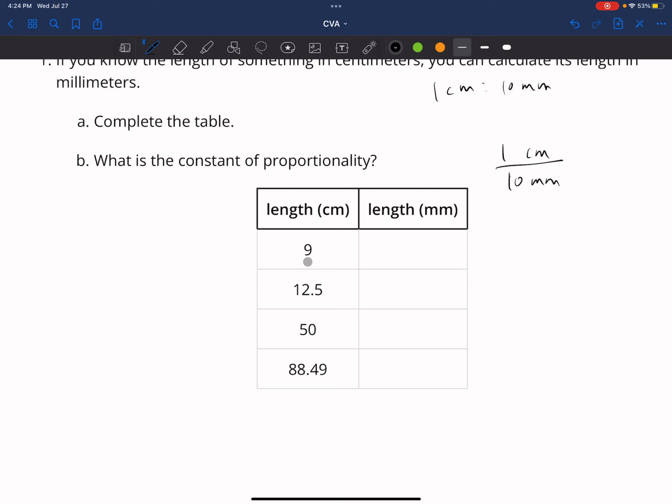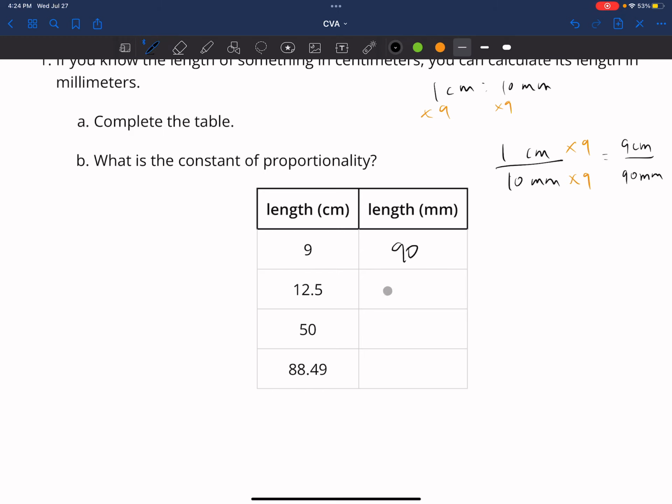So what I want to do is get 9 centimeters. So I'm going to multiply the top and the bottom by 9. Or you could do 9 like this. It's the same thing. Then you get 1 times 9, which is 9 centimeters, and then 90 millimeters, right? Because 9 times 10 is 90. So for every 9 centimeters, that represents 90 millimeters. So it's going to be 90 millimeters.